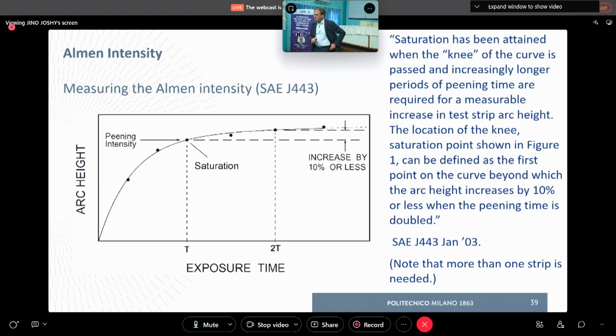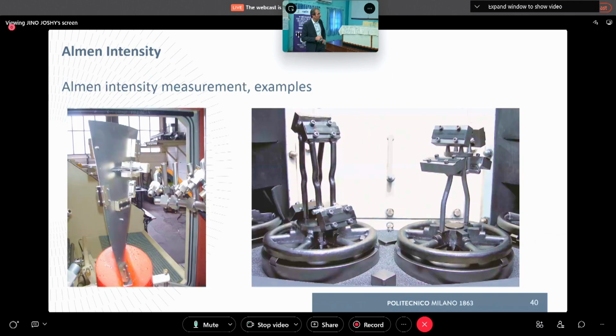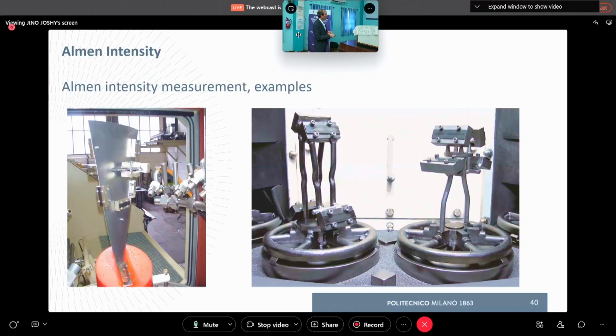Okay. Let's see some pictures now. Okay, how, in a production line, is the Almen intensity measured? It's important to put the Almen strip and the Almen holder in the right point where we want to peen the component. Here you see a blade with this Almen strip and Almen holder that is fixed to the surface.